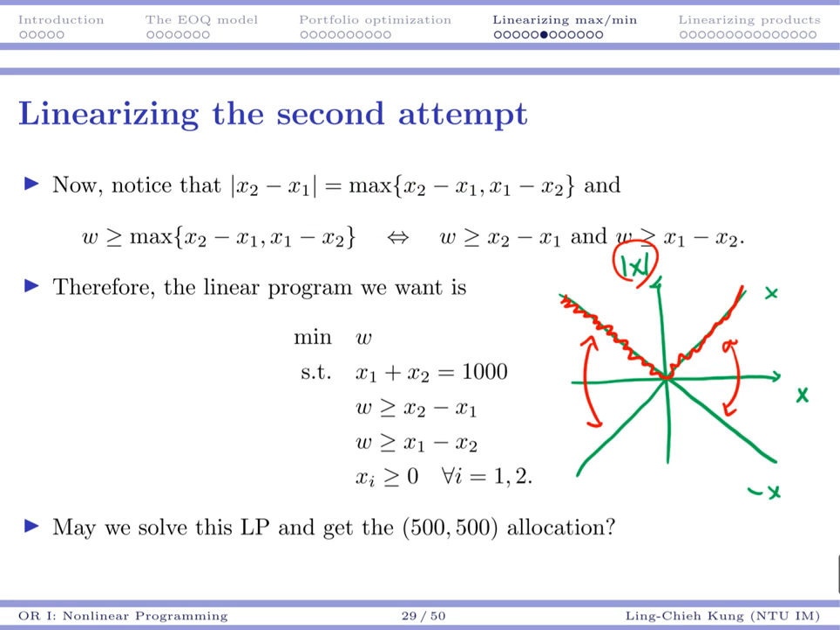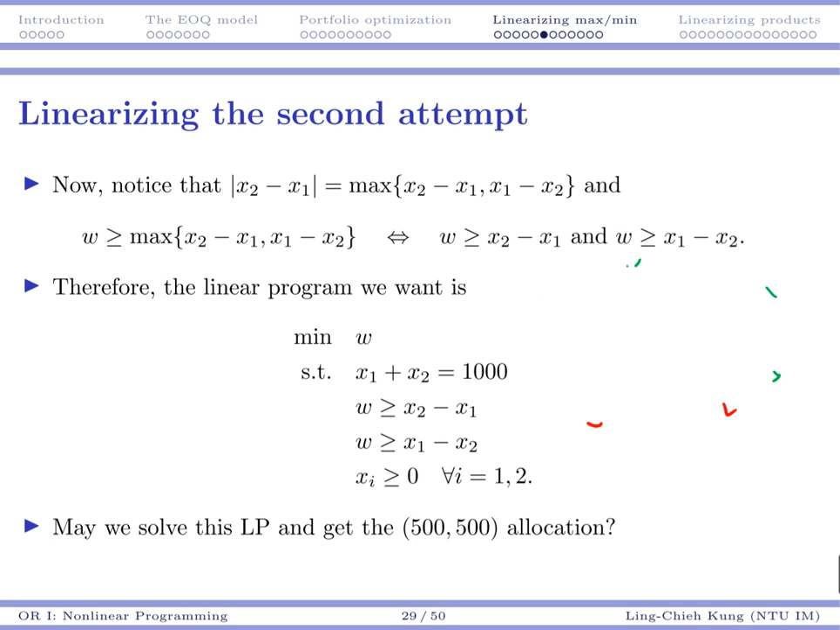So suppose that's the case. Now, because we are talking about x2 minus x1, first we have x2 minus x1, and then we have x1 minus x2. The absolute value function is taking the maximum of these two. Makes sense? So if that's the case, then let's take a look at the formulation. We will say W should be greater than or equal to the maximum of these two. Then I actually can do this. I'm going to say, then that means W should be greater than or equal to the first term, and W should be greater than or equal to the second term.